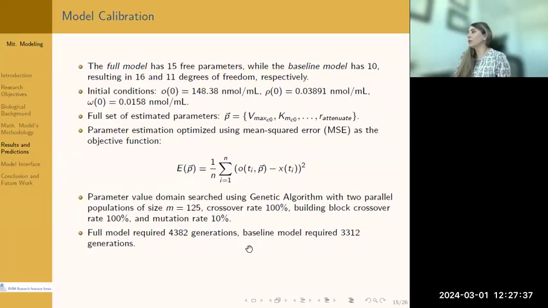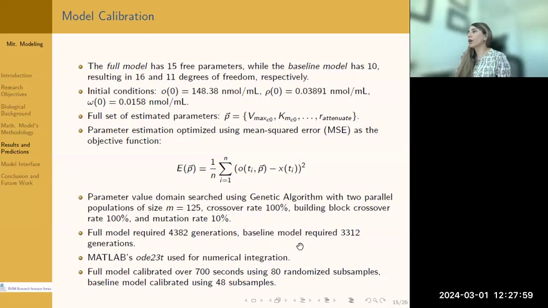Calibration iterations are conducted using MATLAB. A built-in function called ODE23T is used for this purpose, with the full model requiring 4,382 generations and the baseline model 3,312 generations for convergence. The calibration process involves fitting the model to experimental data over a specified duration, with the full model calibrated over 700 seconds using 80 randomized subsamples and the baseline model using 48 subsamples.